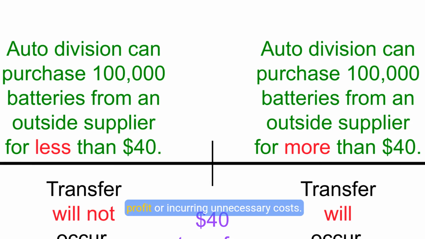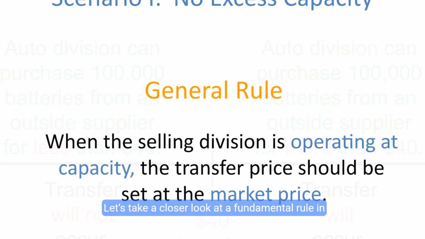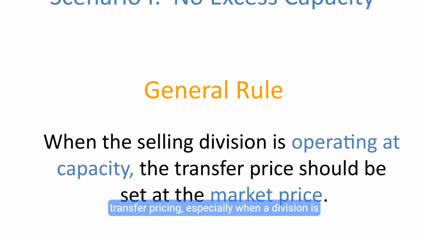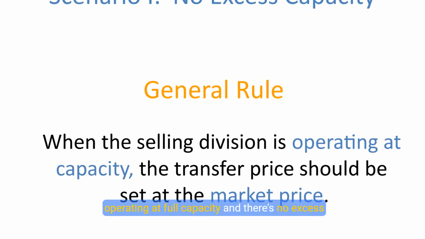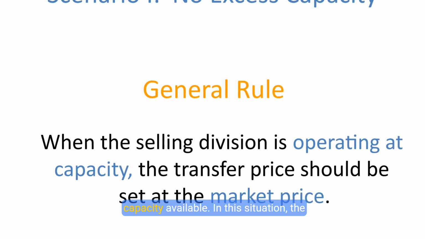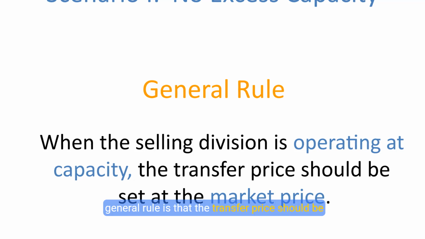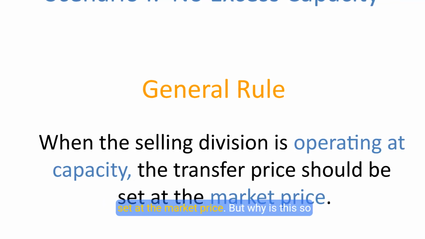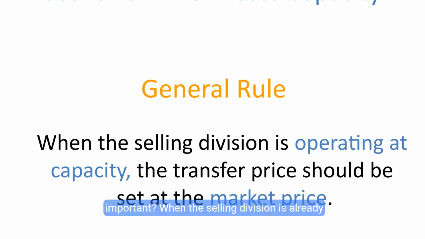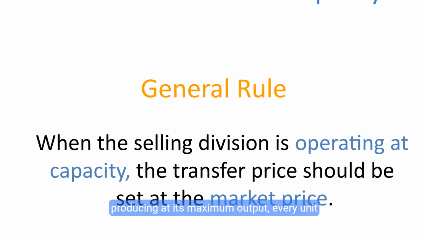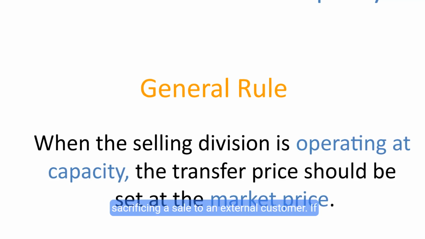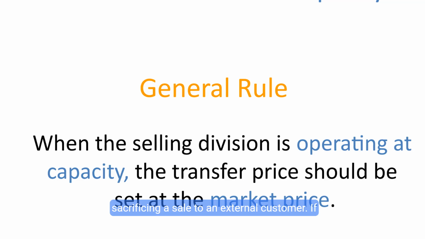Let's take a closer look at a fundamental rule in transfer pricing, especially when a division is operating at full capacity and there's no excess capacity available. In this situation, the general rule is that the transfer price should be set at the market price. But why is this so important? When the selling division is already producing at its maximum output, every unit transferred internally to another division means sacrificing a sale to an external customer.